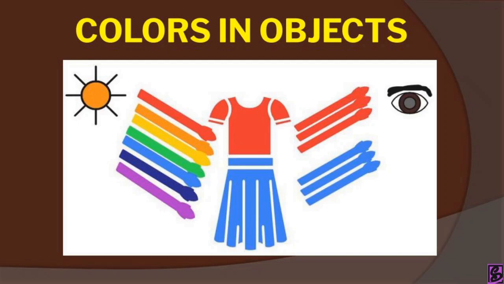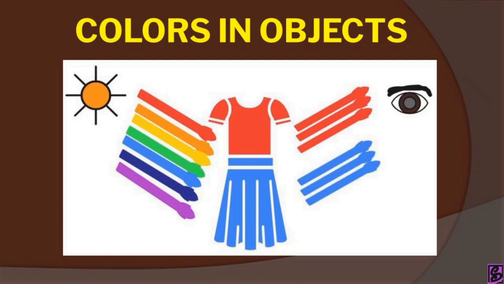In order to observe color, there must be light, and the human eye acts as the color receptor. Now the question arises, why do we observe red color, blue color or many more colors? Like in this case we are observing a red top and a blue skirt. Then why is it red and why is it blue?